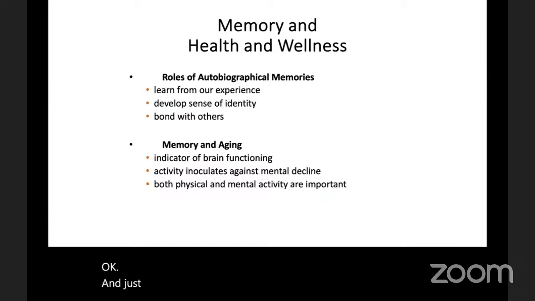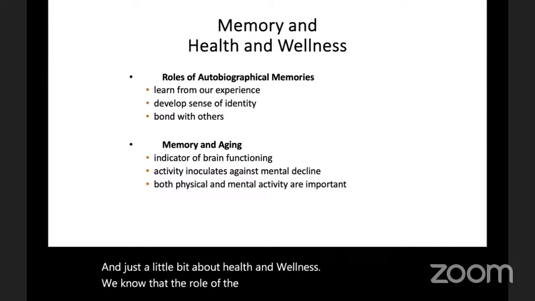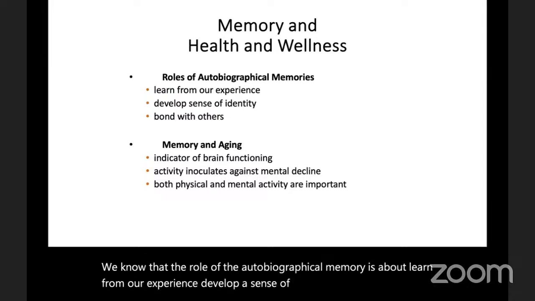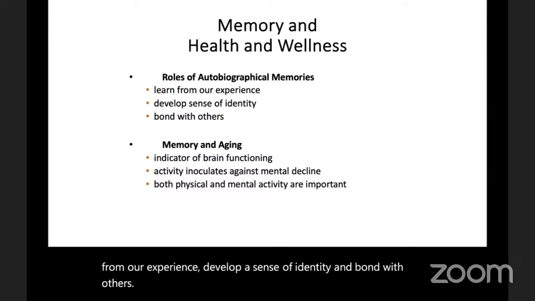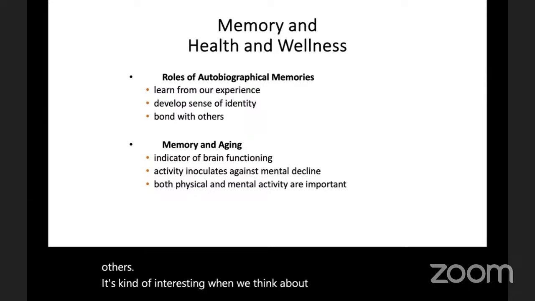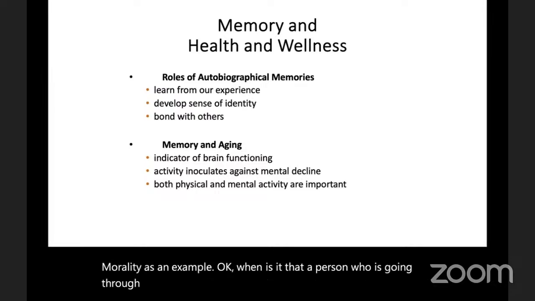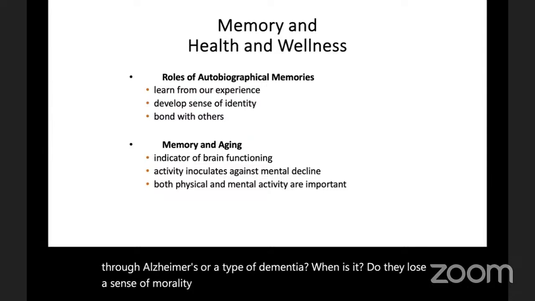And just a little bit about health and wellness. We know that the role of the autobiographical memory is to learn from our experience, develop a sense of identity, and bond with others. It's kind of interesting when we think about things like morality, as an example, okay? When is it that a person who is going through Alzheimer's or a type of dementia, when is it do they lose a sense of morality? Okay? Meaning what's right and what's wrong, okay?